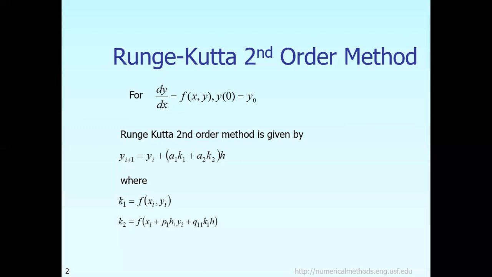For the second order Runge-Kutta method, the formula used to find the solution is y of i plus 1 is equal to y of i plus (a1 k1 plus a2 k2) into h. Here, i is the iteration number. For the first iteration, we find the value of y1 at x equal to x1. Therefore, for iteration number 1, we take i equal to 0. Then y1 is equal to y0 plus (a1 k1 plus a2 k2) multiplied by h. How do we find the values of k1 and k2?